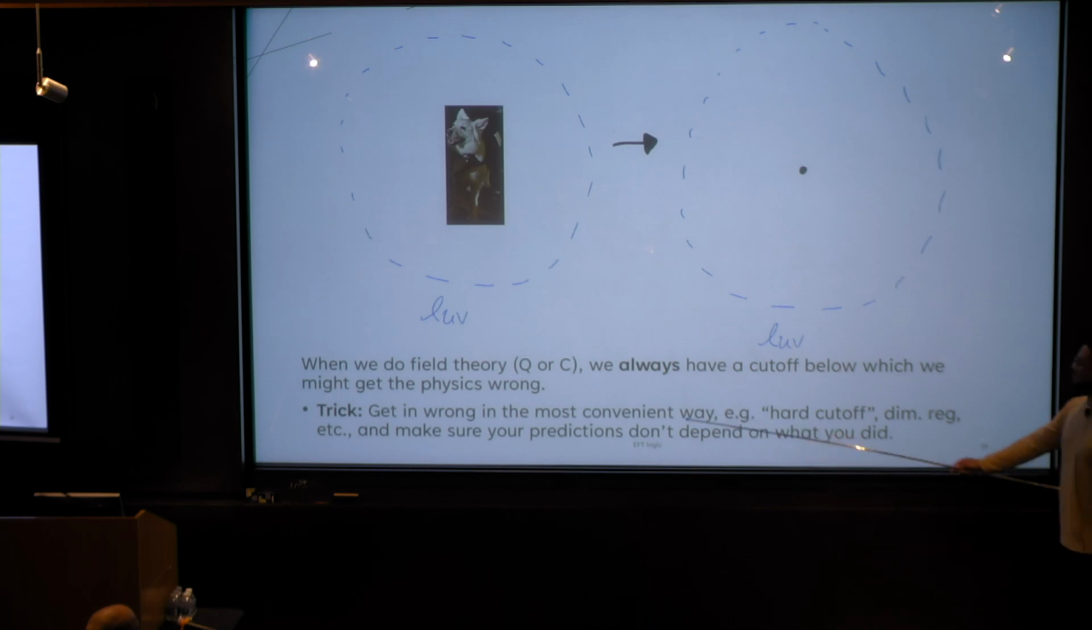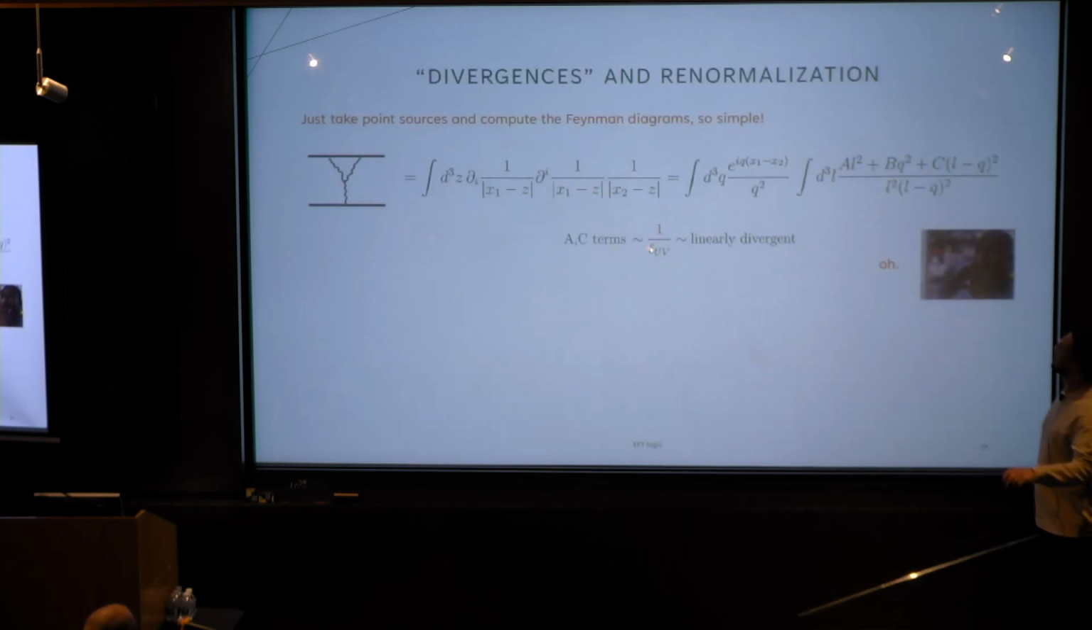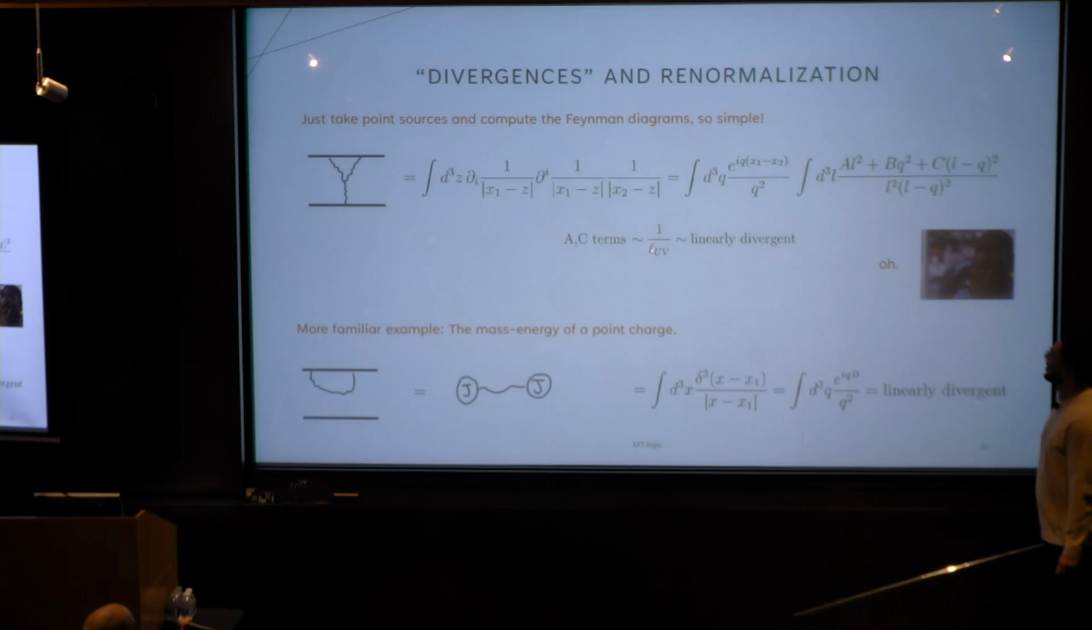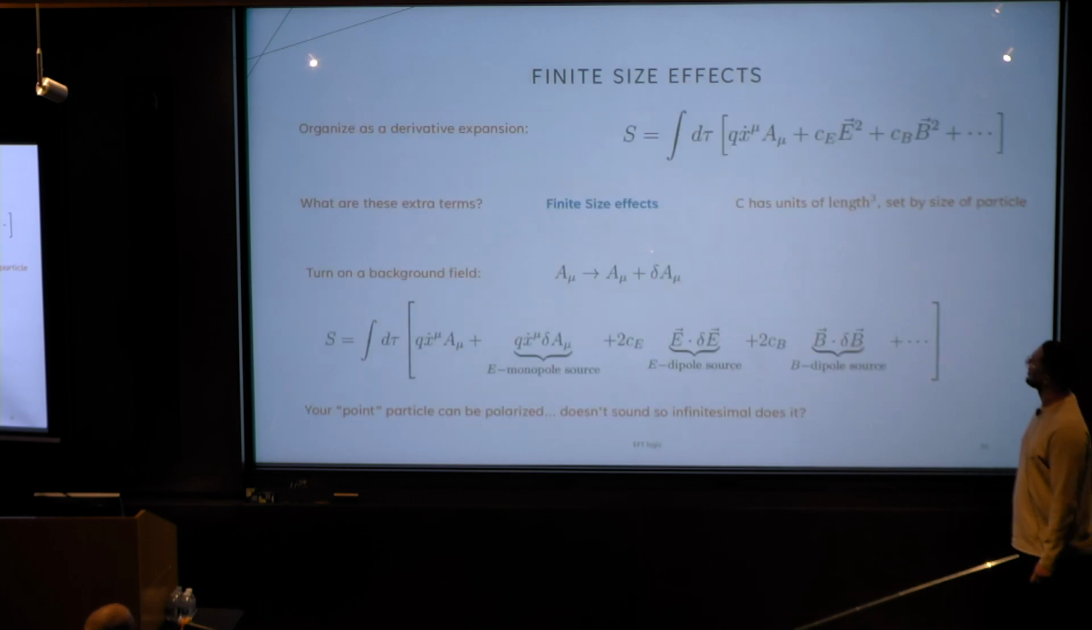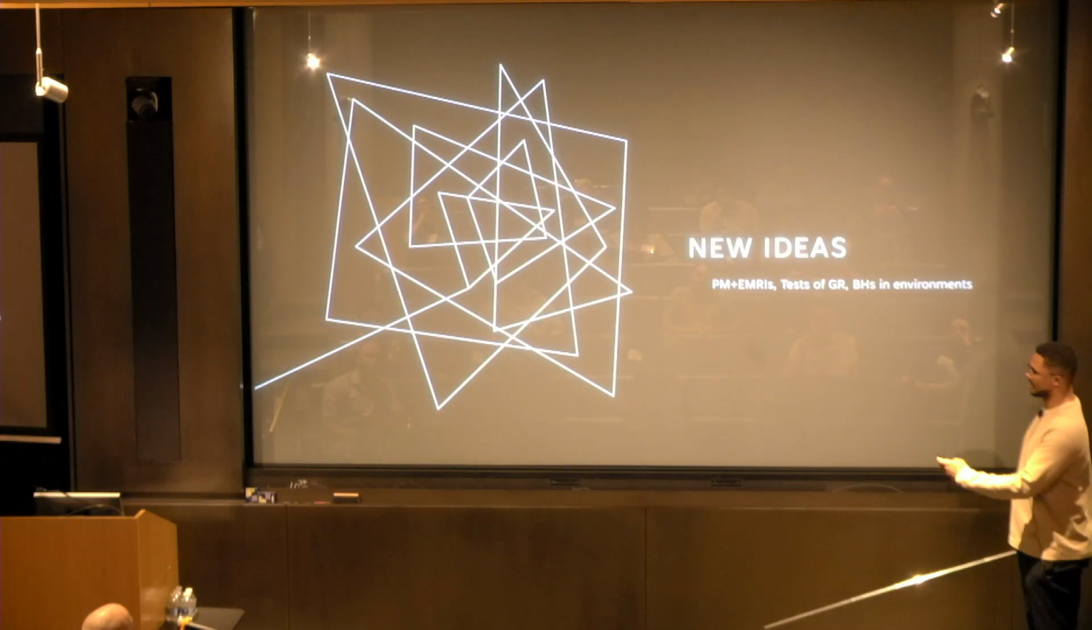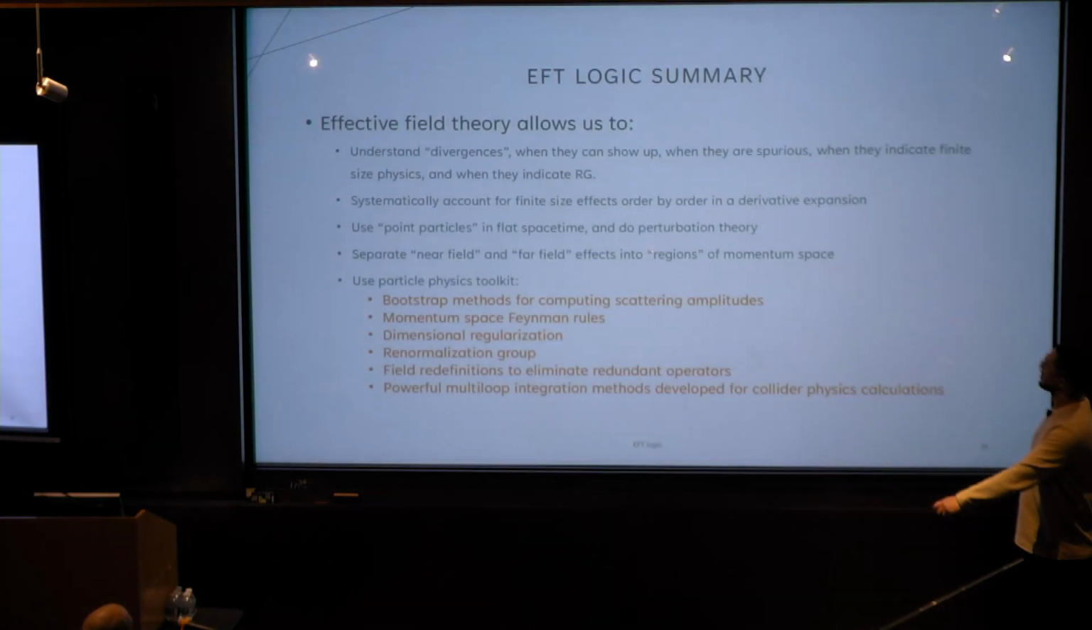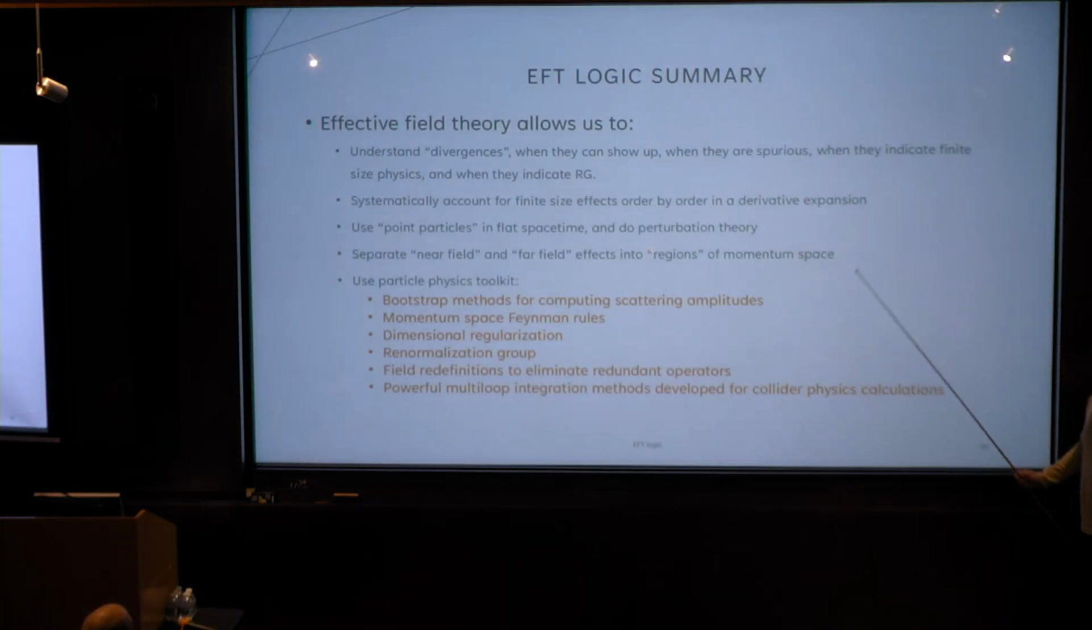The trick that lets you get away with doing all these things successfully is you want to get the physics wrong in that region in the most convenient way. And in gravity, that's dimensional regularization, but I don't have time to really go into details because apparently I'm out. So I'll save all of that for discussion.